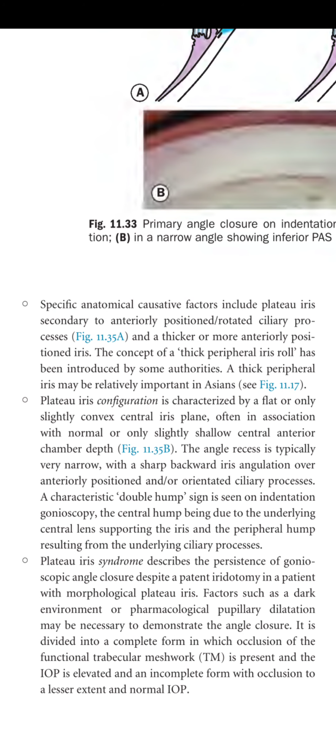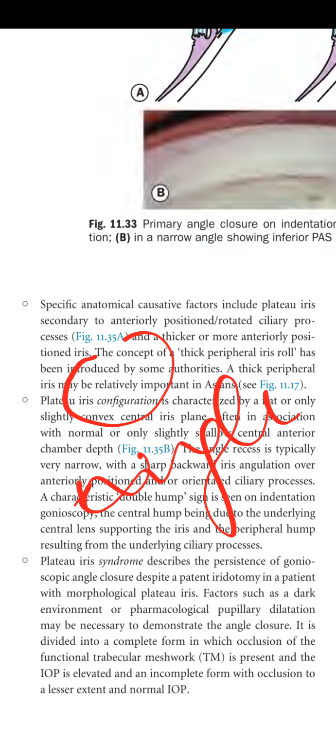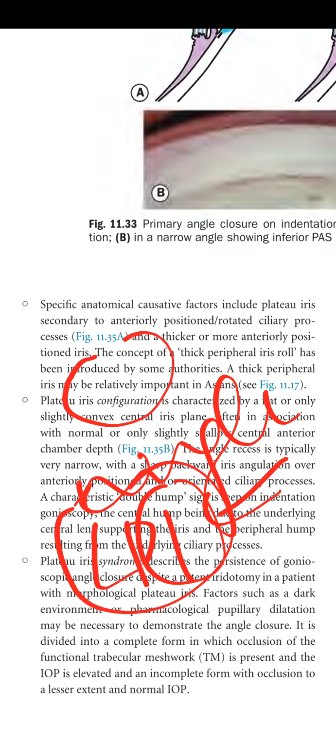So what is plateau iris syndrome? Basically, plateau iris syndrome is like the plateau iris configuration, but it is a diagnostic term. When there is a narrow or closed angle, and you do a laser peripheral iridotomy, and the angle does not open with the laser peripheral iridotomy, and there is a plateau iris configuration, then you label it as plateau iris syndrome.